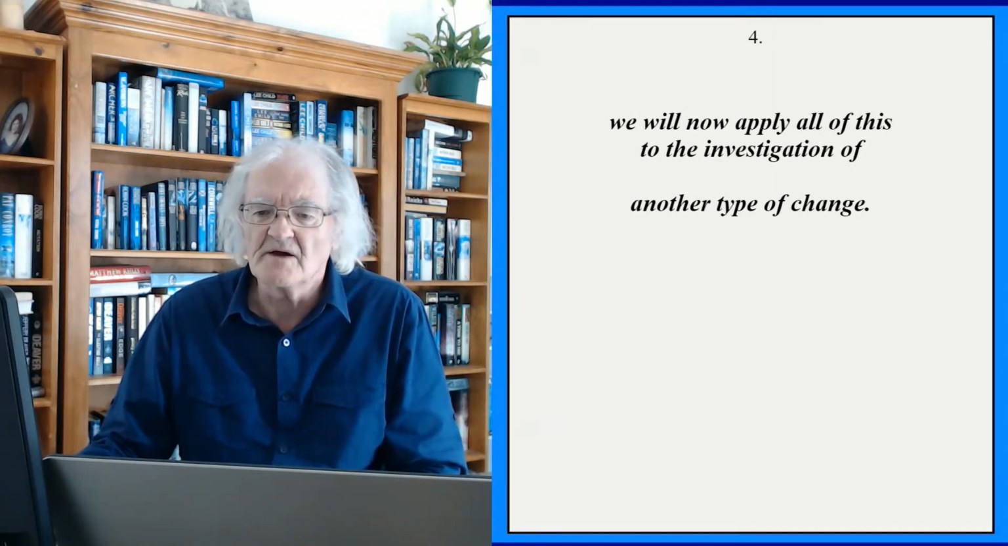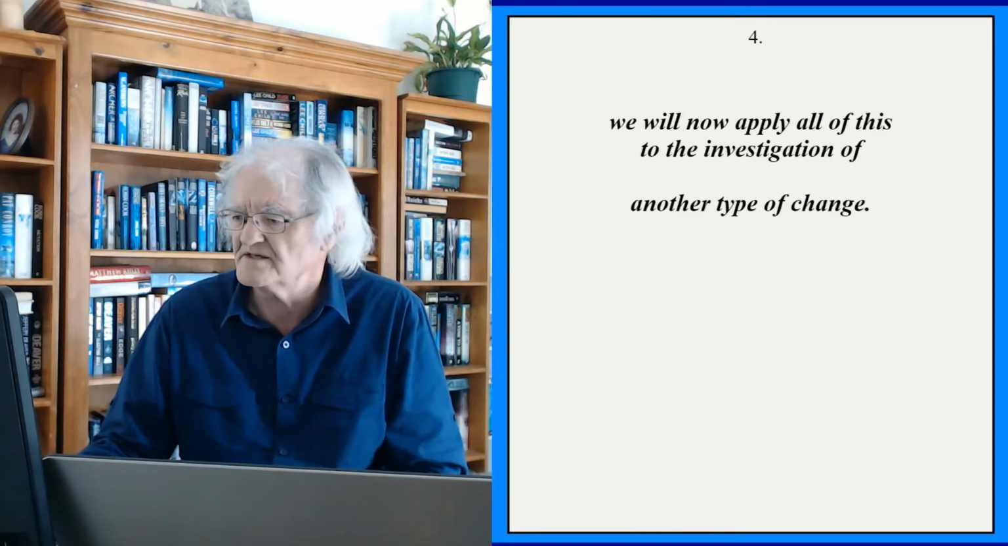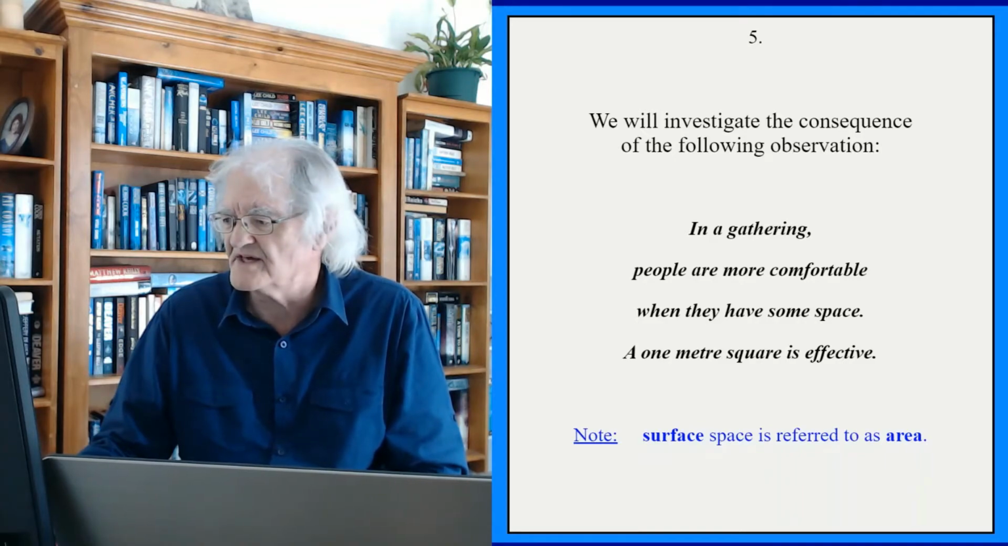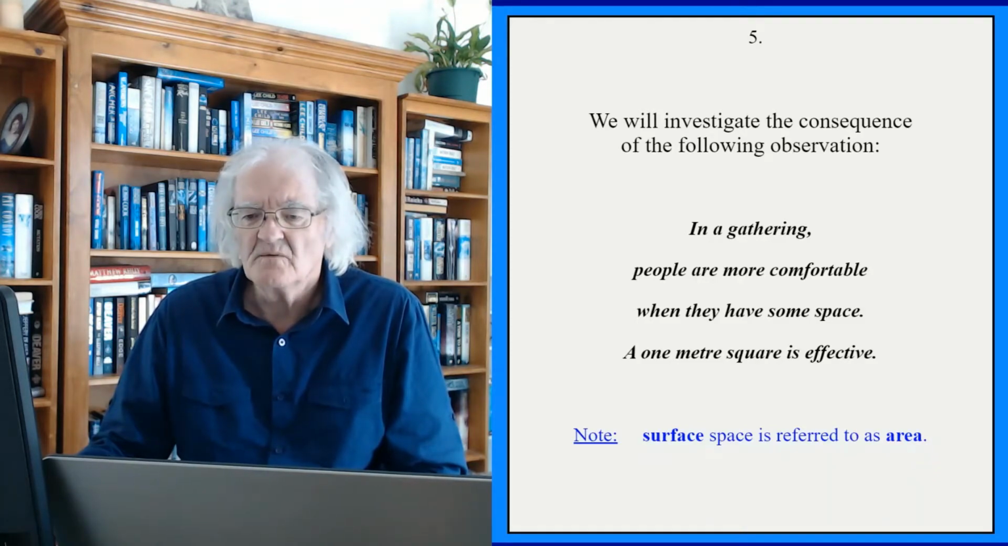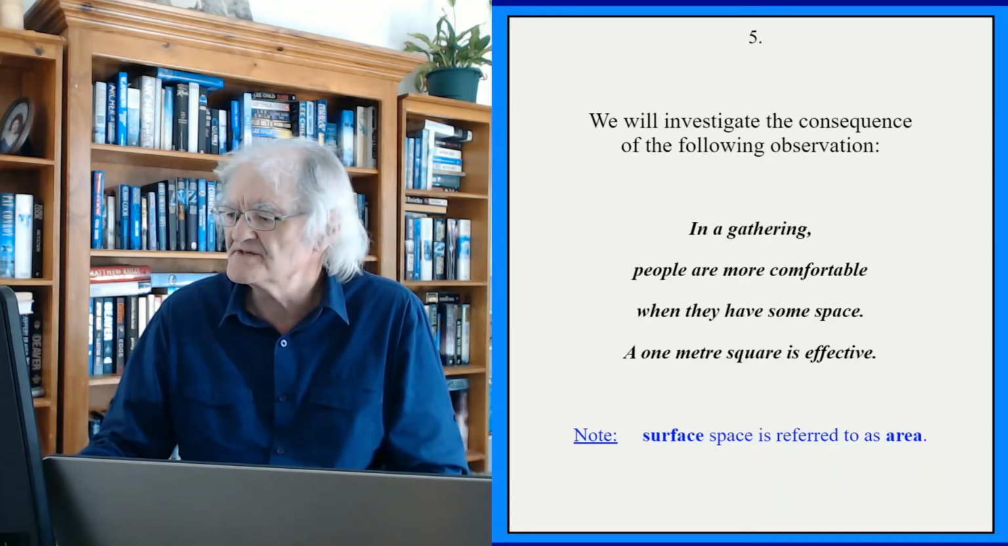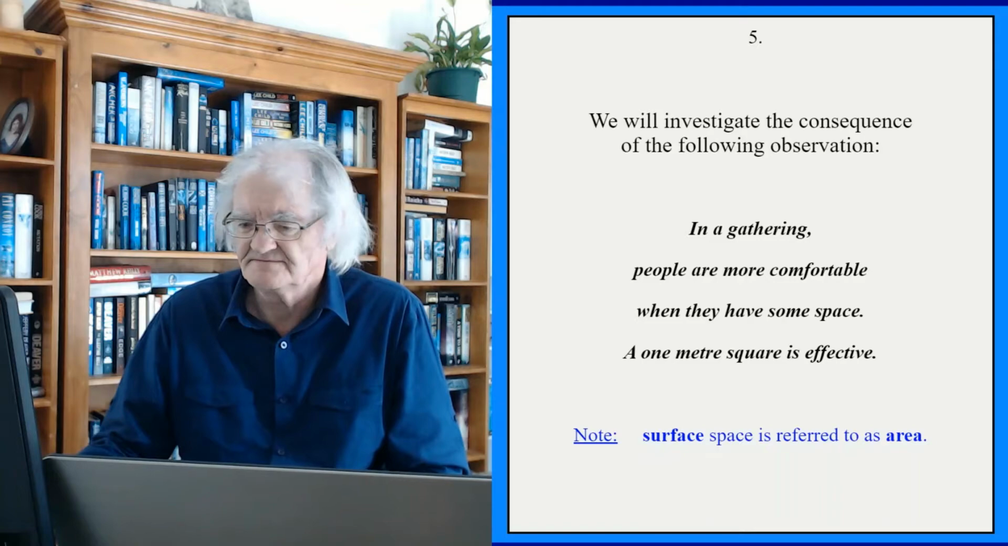We will now apply all of this to the investigation of another type of change. We will investigate the consequence of the following observation. In a gathering, people are more comfortable when they have some space. A 1 metre square is effective. Now note, surface space is referred to as area.